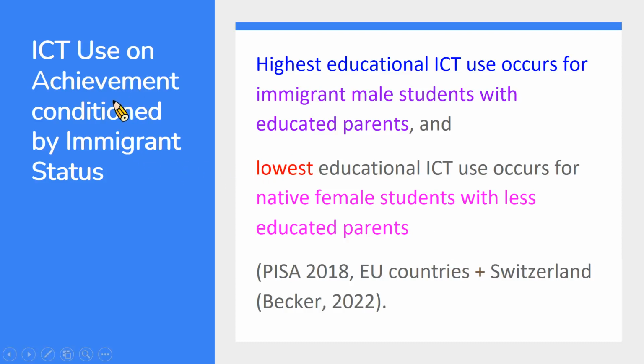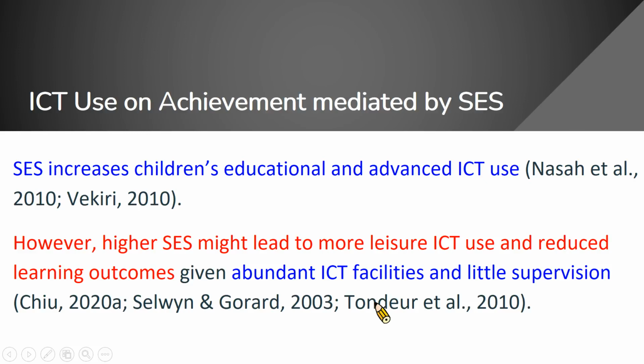For ICT use on achievement conditioned by immigrant status, research finds that the highest educational ICT use occurs for immigrant male students with educated parents. On the other hand, the lowest educational ICT use occurs for native female students with less educated parents for EU countries and Switzerland. The effect of ICT use on achievement can also be mediated by SES. SES increases children's educational and advanced ICT use. However, higher SES might lead to more leisure ICT use and reduced learning outcomes if there are abundant ICT facilities and little supervision.